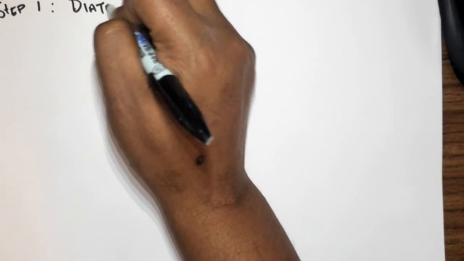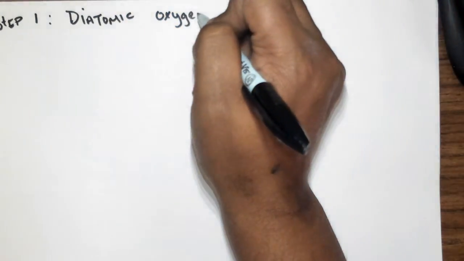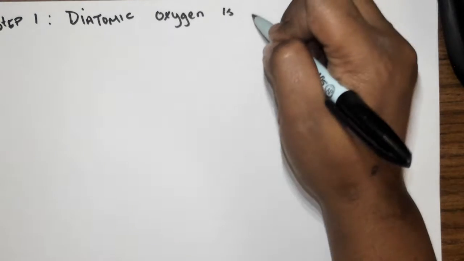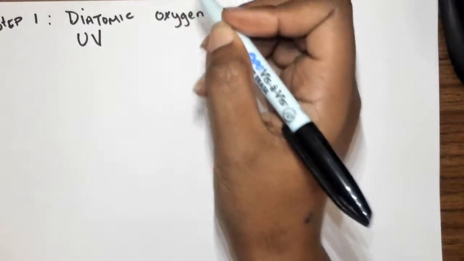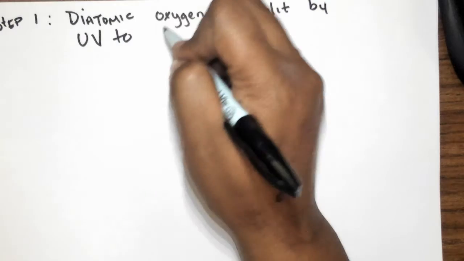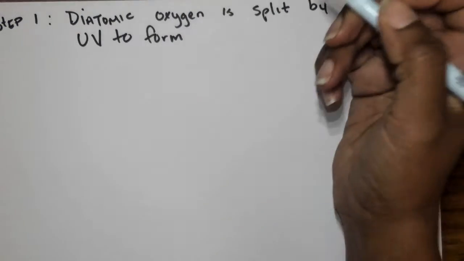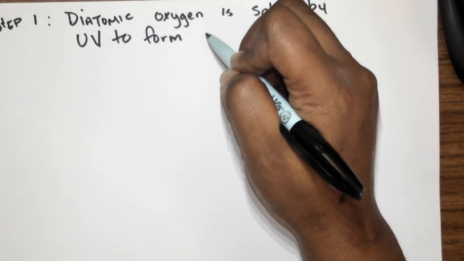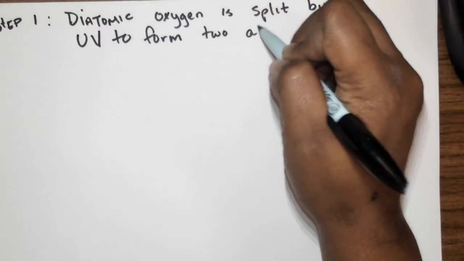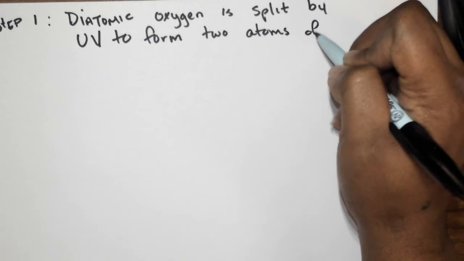diatomic. Now, some of you guys are like, what does diatomic mean? So di means 2, and then atomic means atom. So diatomic means 2 oxygens, right? So diatomic oxygen is split by UV to form 2 atoms of oxygen. 2 separate atoms of oxygen.